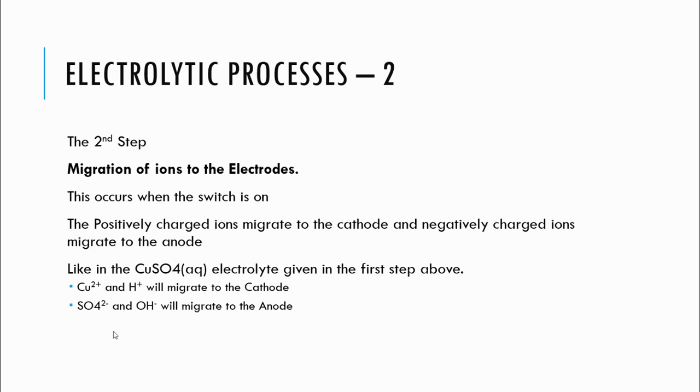So this occurs when the switch is on. That means electric current is now passing through the anode and moving out through the cathode. The electrons are now moving through the cathode and leaving through the anode. That means everything is happening already. So migration will now occur.